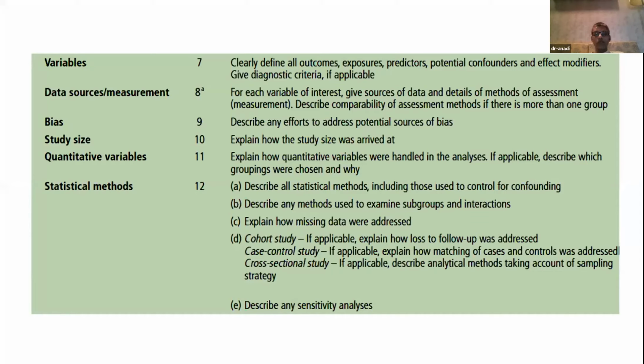Number 9, you have to include bias. What is the bias of your study? Describe any effort to address potential sources of bias. You can talk to your guide to check the bias.